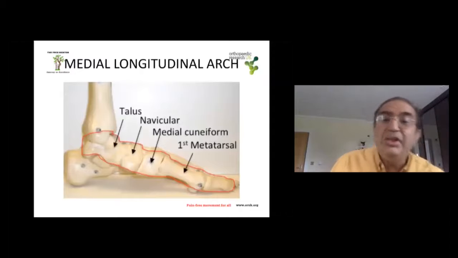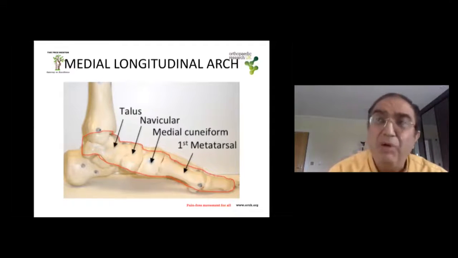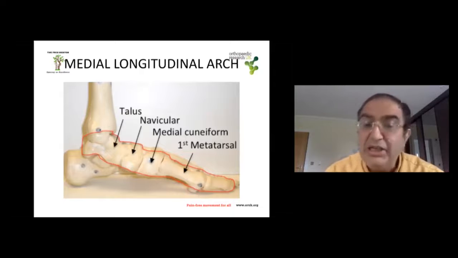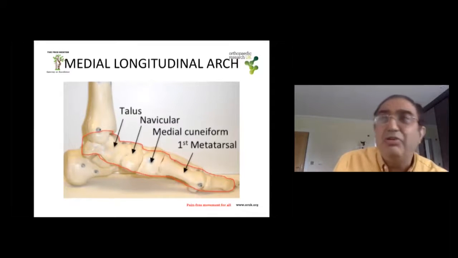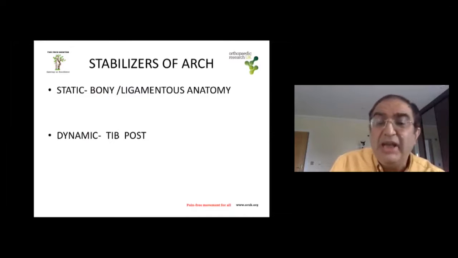Now, the important thing is the medial longitudinal arch. So what does it comprise of? The bony structure. It's got the calcaneum, the talus, the navicular, the three cuneiforms, and the three metatarsals. These comprise the medial longitudinal arch, and that's what you're going to focus on. Now, obviously, you've got the structures which stabilize it, which can be divided into static and dynamic. And static, of course, has got the bony and ligaments, and dynamic, the most important, is the tib post.